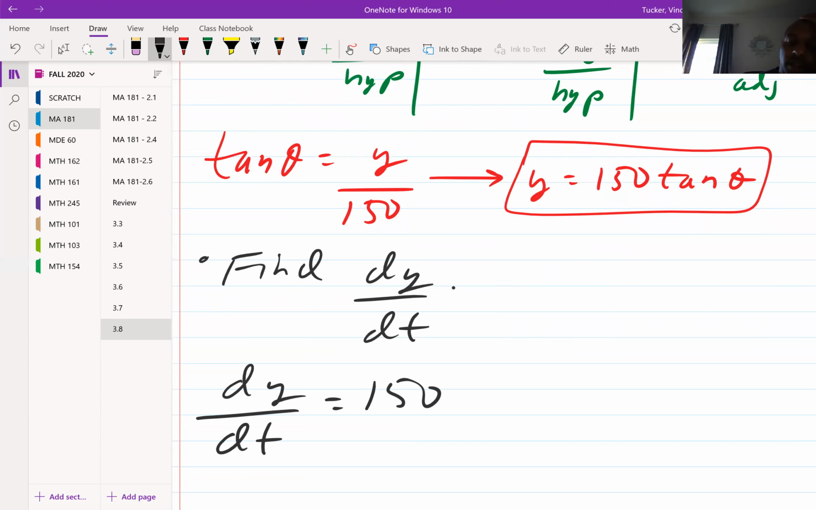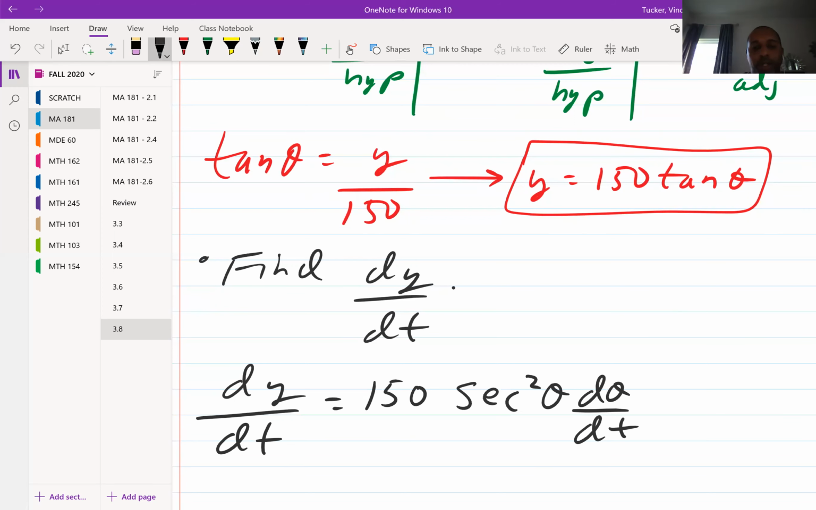Derivative of tan theta is secant squared theta. And then I should have d theta/dt. Once again, we're taking the derivative implicitly, because I'm taking the derivative of y with respect to t, not with respect to theta.